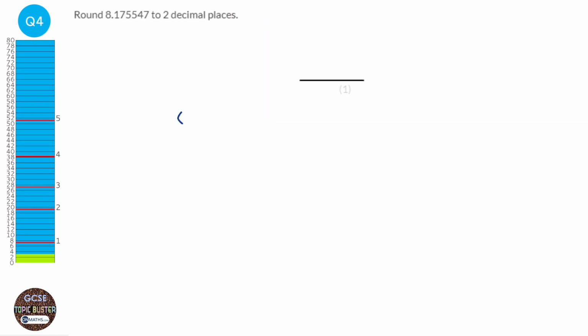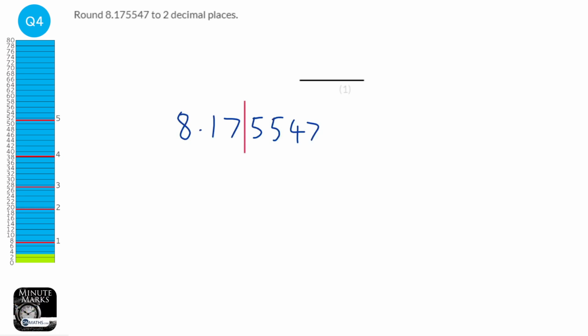So we're just going to start by writing the number a little bit bigger. It says to 2 decimal places, so we're going to draw a line after the second decimal place. Now all the numbers to the right are going to disappear. They're going to turn to 0, and because it's a decimal, that just means we get rid of them. But we have to look at this number first. Now if this number is less than 5, we just keep the number to the left, so 8.17. But if it's 5 or more, then this 7 goes up to an 8. So this will be 8.18.